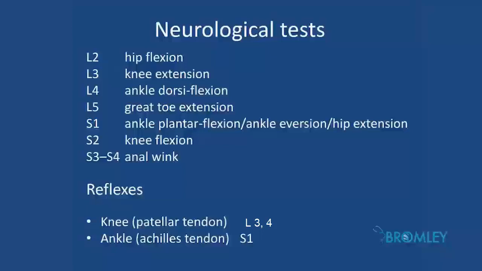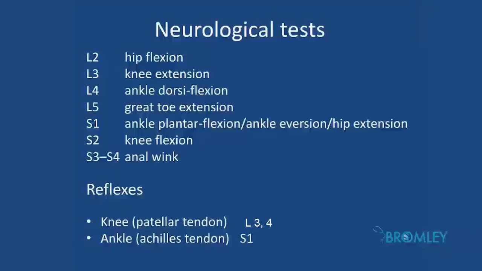Knee extension, that's quadriceps, that's the femoral nerve, L2, 3, 4, and that's largely L3, knee extension. Ankle dorsiflexion, that's through the common peroneal, the deep peroneal nerve, and that's L4. Great toe extension, also down through the deep peroneal, that's L5.